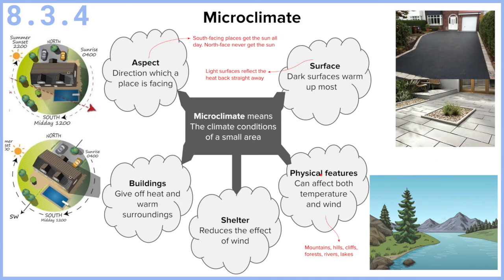And the physical features of an area, such as the mountains, the hills, the cliffs, forests, rivers, lakes, can all influence things such as how much wind we receive or the temperature of the area. If there is a large body of water, like a river or a lake, then it will be cooler because the water acts as a sink for the heat. It absorbs the heat, so it's cooler around the edges of the water, or if you were on a boat on the water. If you were on top of a mountain, it would be windier and cooler.